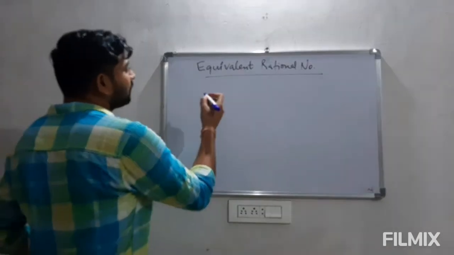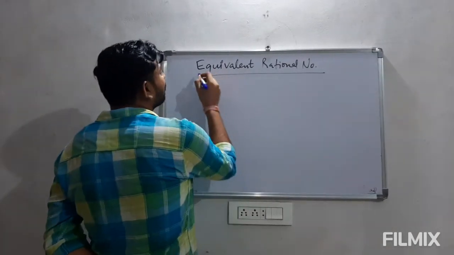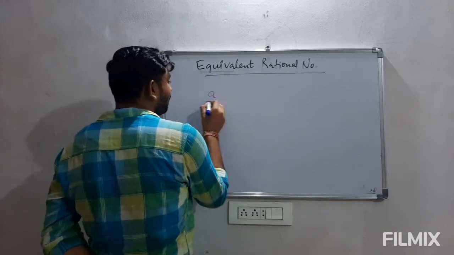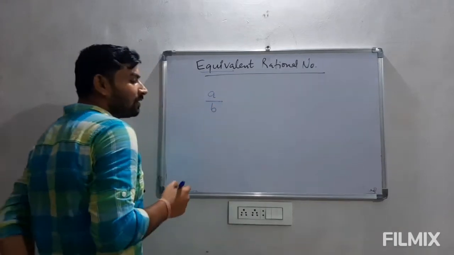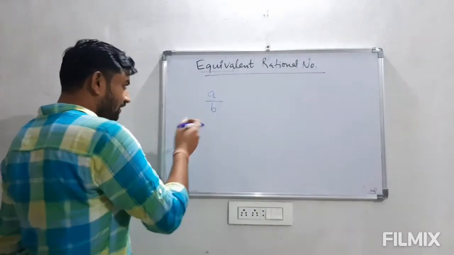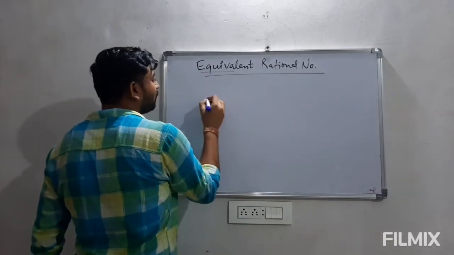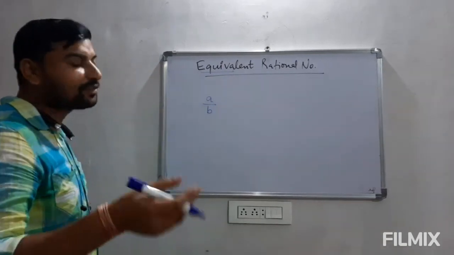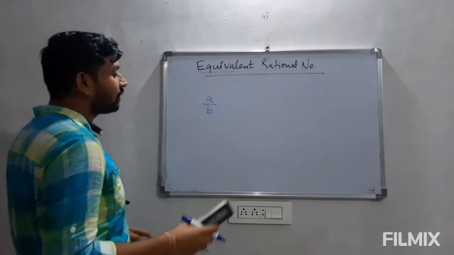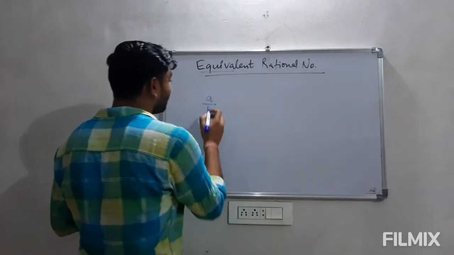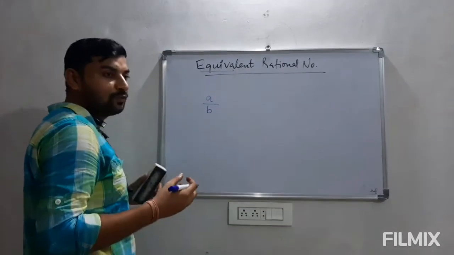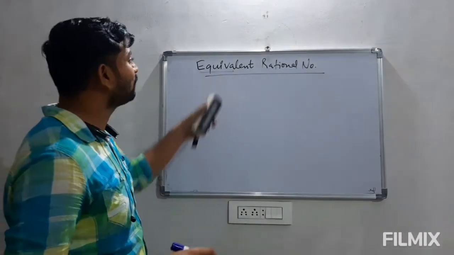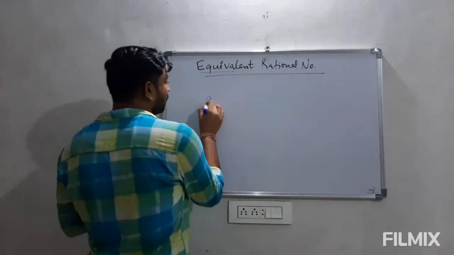Now let us move to the next topic, that is equivalent. As the name suggests, an equivalent is nothing but a value which is equal to the given rational number. Suppose we have a rational number a upon b and we want to calculate its equivalent, which will be used for calculation in our next segment, that is for addition and subtraction. Or if we have a question of arranging numbers in ascending or descending order, or comparison of numbers, we will use equivalent rational numbers there.